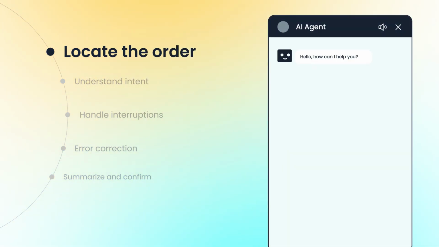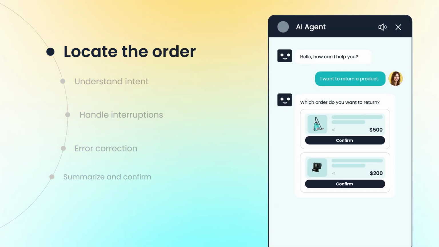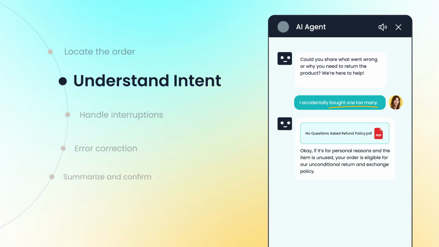First, when a customer wants to return a product, the AI agent can automatically relate to the customer's historical orders without asking for repeated information. When the customer says, "I accidentally bought extras," it correctly identifies it as a personal return reason and immediately pulls up the relevant return policy.